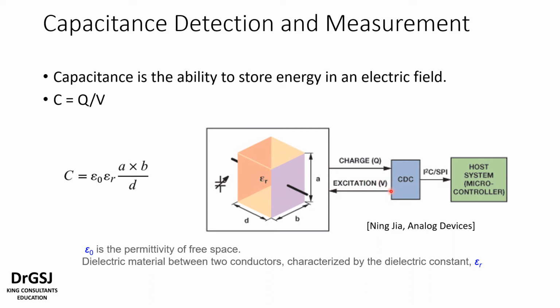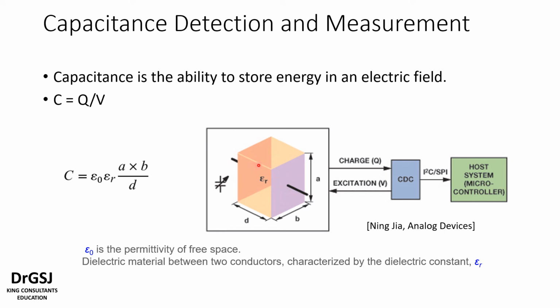You have a capacitance to digital converter called a CDC, which is controlled in both directions by a host system, which could be a microcontroller or any data processor, using the serial interface protocol called I2C or SPI, serial peripheral interface. So these two will initiate a transaction, and a CDC will provide an excitation voltage, meaning it will apply a voltage supply across these plates.